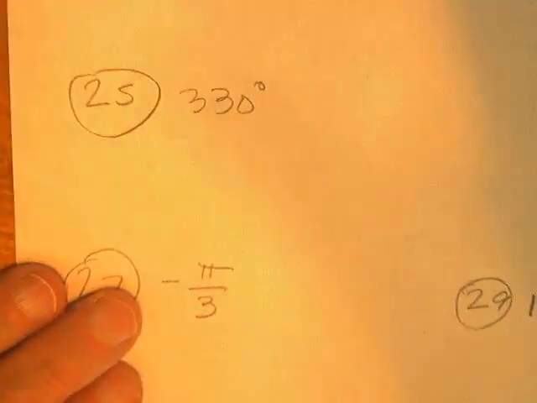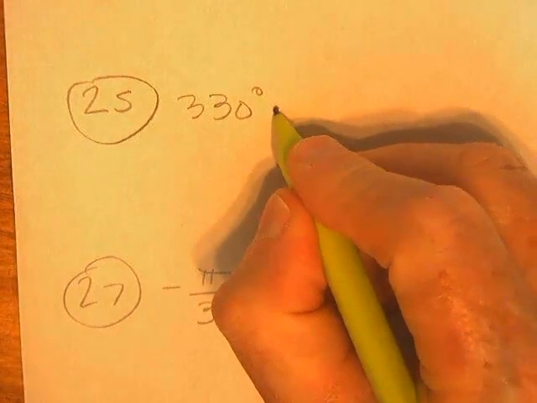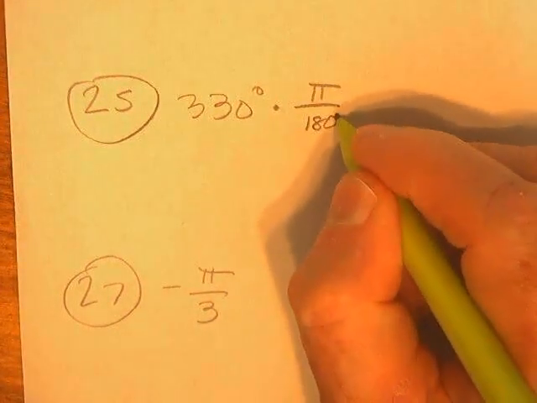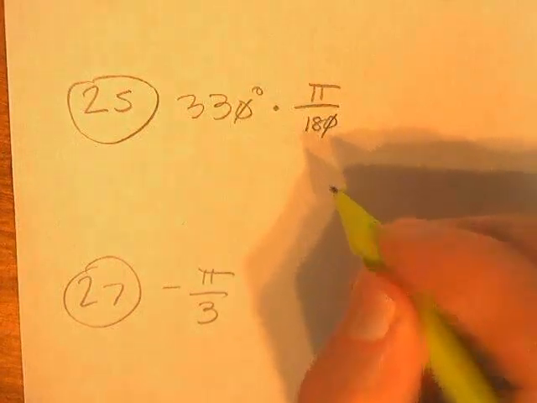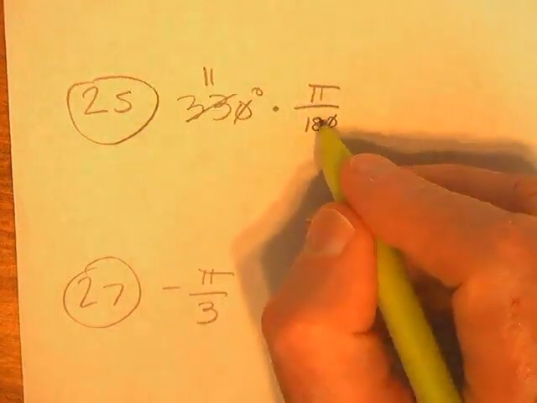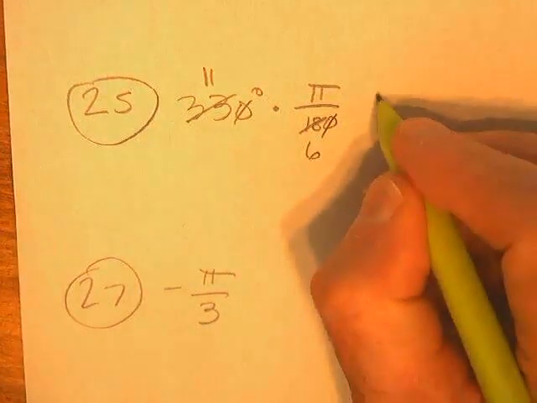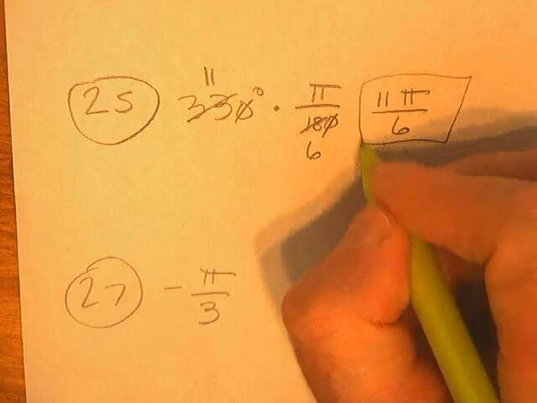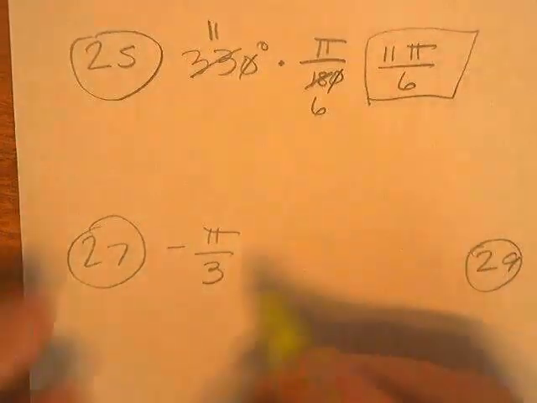Okay, moving right along. Here's 330. This one's in degrees. We want to switch it to radians. Let's see. Knock a 0 off. Divide that one by 3. Divide this one by 3. How about 11 pi over 6? We're done. It's really pretty easy.